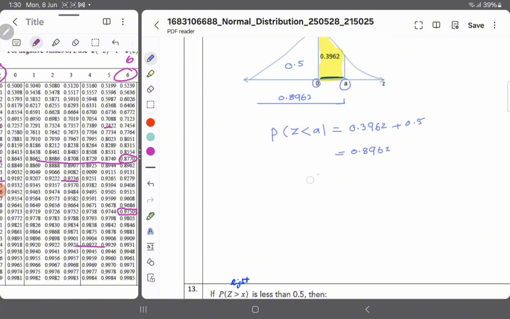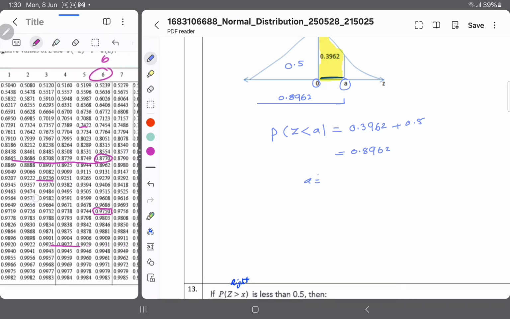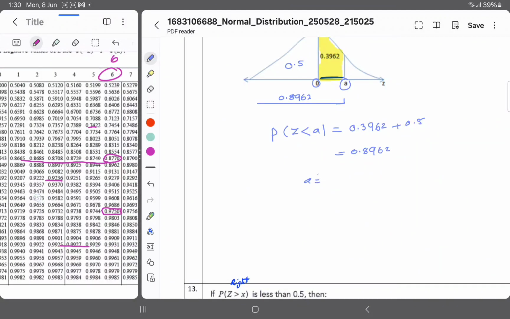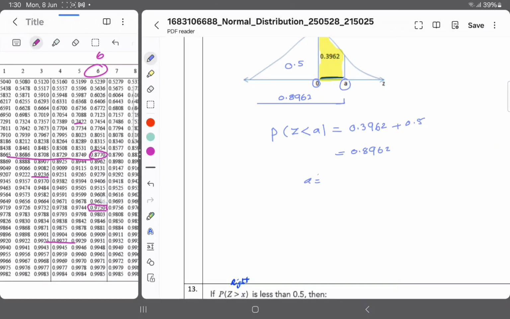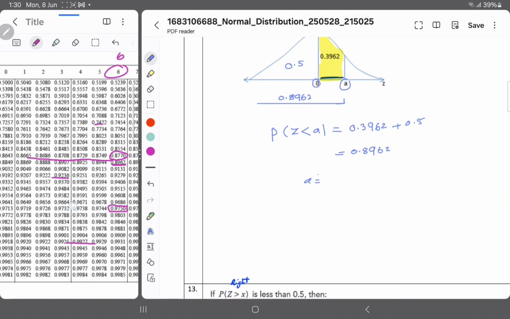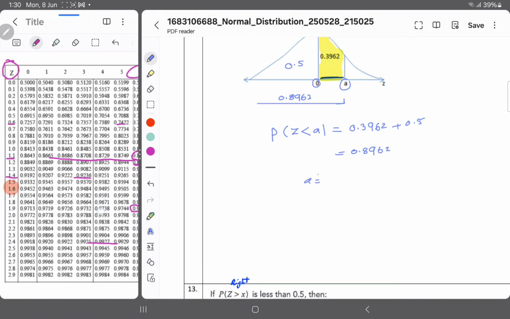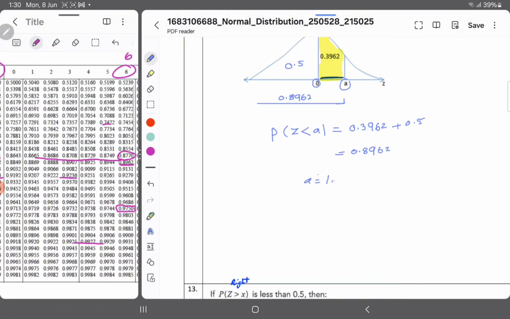Now we look to the table to find the value of a. 0.8962 from the table, that value will be 1.26. So it will be 1.26.